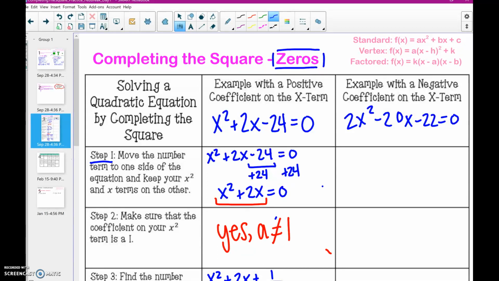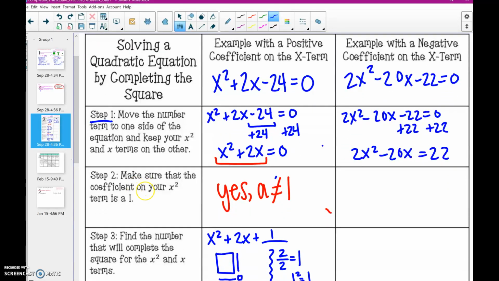So step 1, again, move the number term to one side. So we've got 2x squared minus 20x minus 22 equals 0. We're going to add 22 to both sides to give us 2x squared minus 20x equals 22.